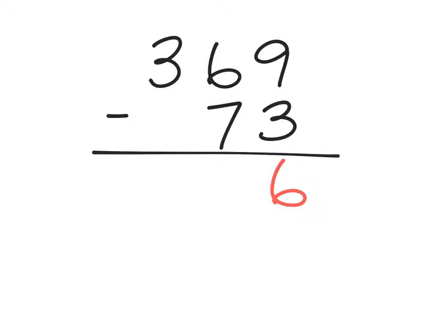6 minus 7. Wait a minute. 6 minus 7, I can't take 7 away from 6. I don't have enough tens. So we know to borrow. I move to the next place value, 300s, and I regroup. I change my 300s to 200s, and I add a new group of 10 tens, which is equal to 100, so I'm not changing the value.